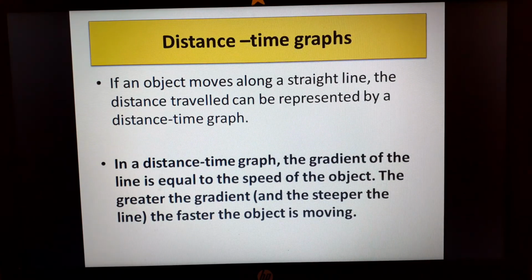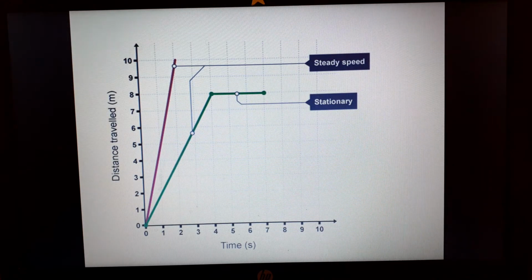Now, how can you represent motion using a graph? Well, simply by putting in the parameters of speed. Now, how do you calculate speed? Distance over time. The distance is the output, where the time is your input, because you monitor time and you see how far the object moves.